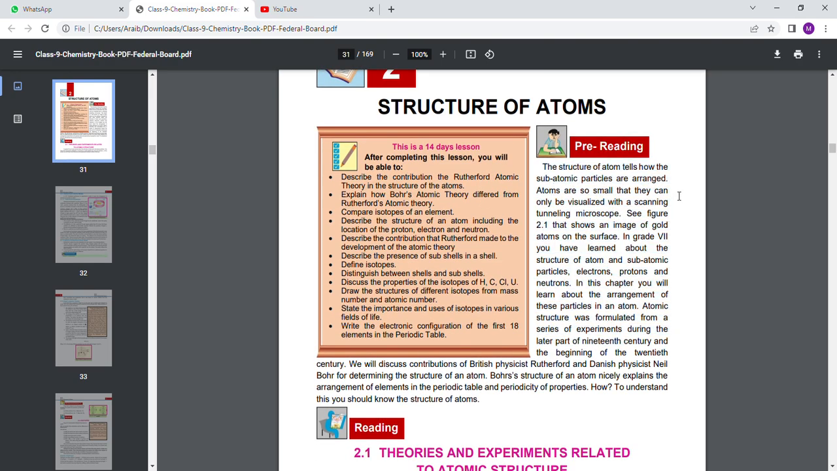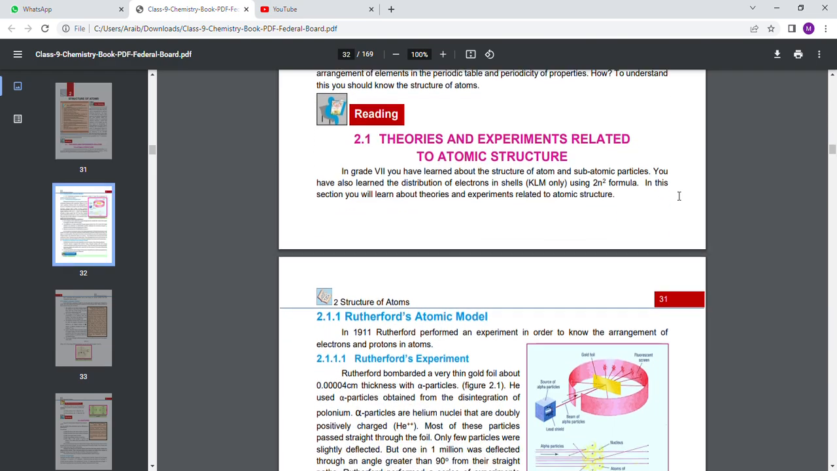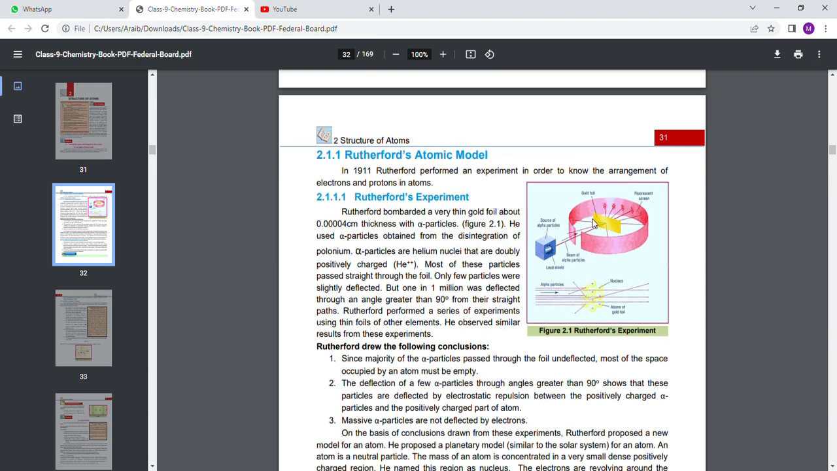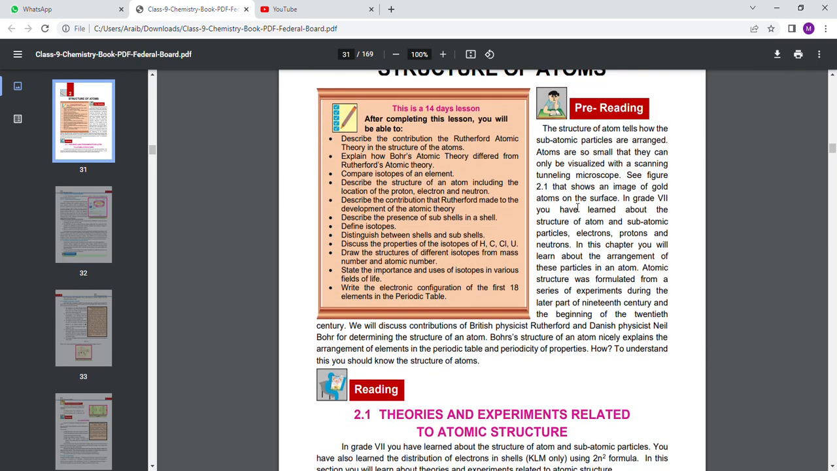The structure of an atom tells how the subatomic particles are arranged. Atoms are so small that they can only be visualized with the scanning tunneling microscope. See figure 2.1. This is figure 2.1, which shows an image of gold atoms on a surface.